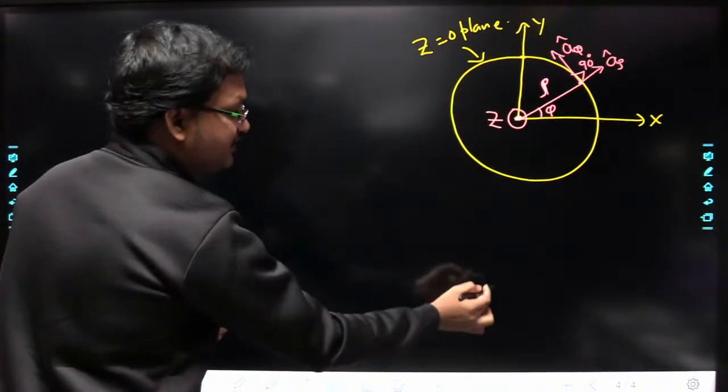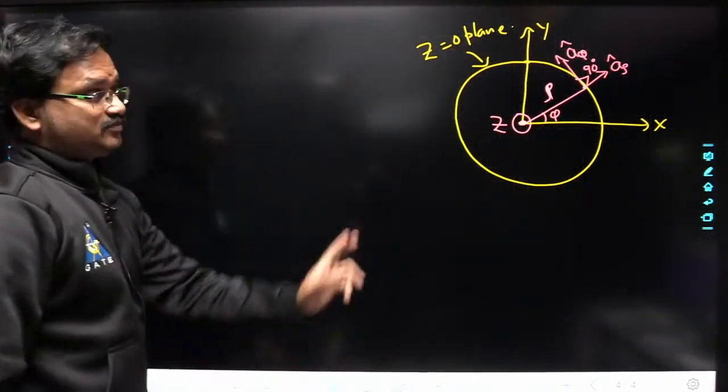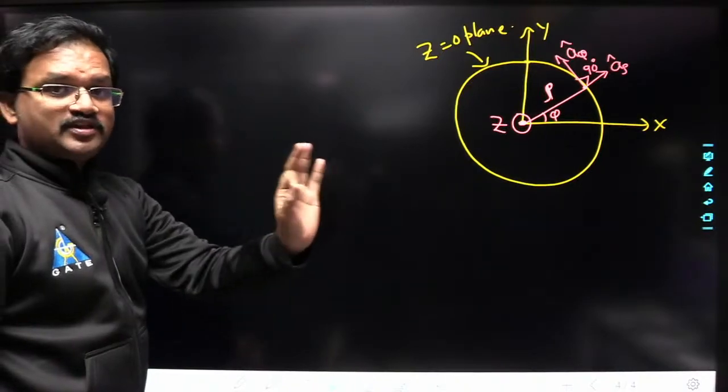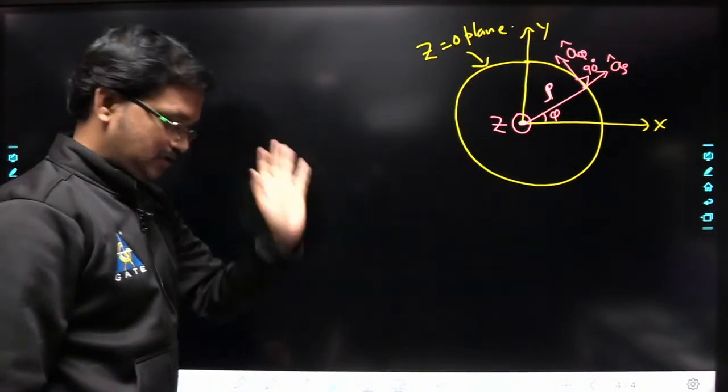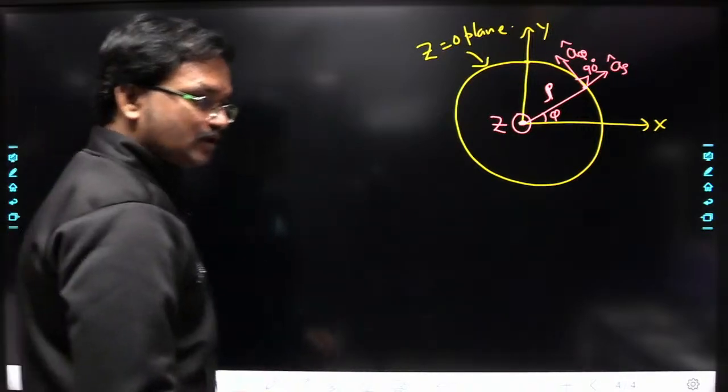So that's why we are calling it an orthogonal coordinate system. a_rho cap, a_phi cap and a_z cap, the three are mutually perpendicular to one another. Okay. So now, see here.